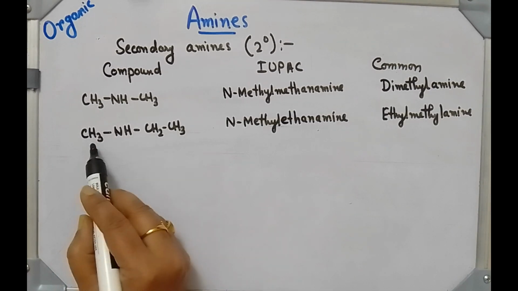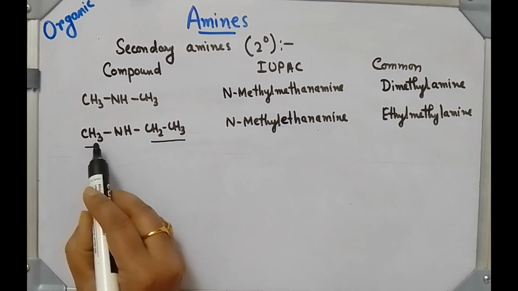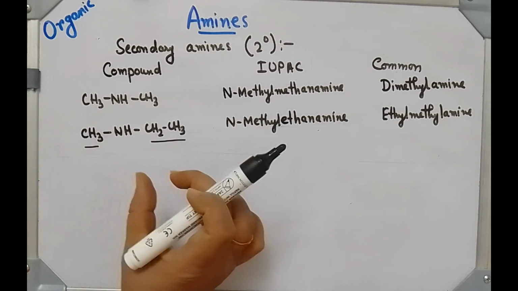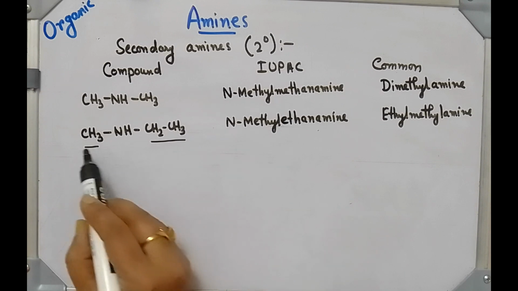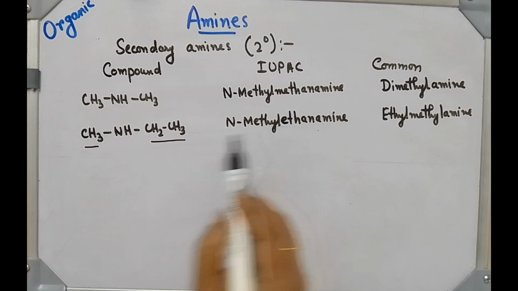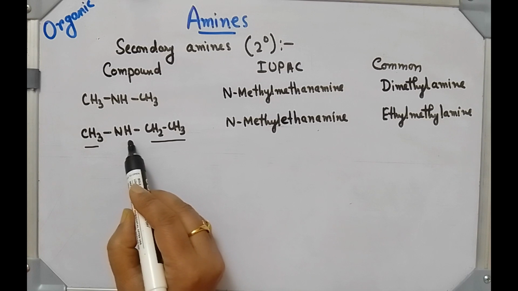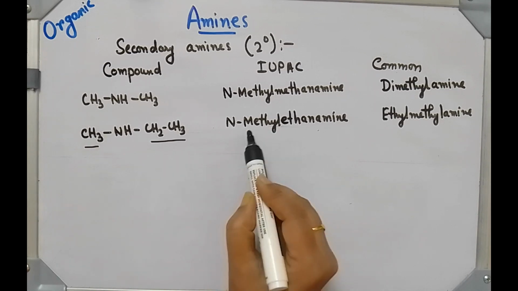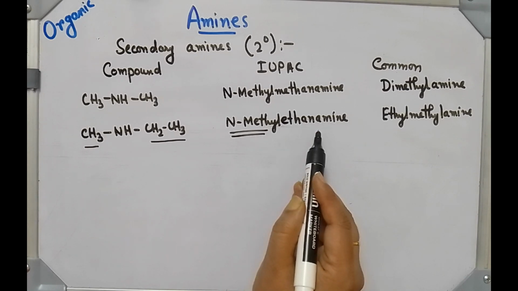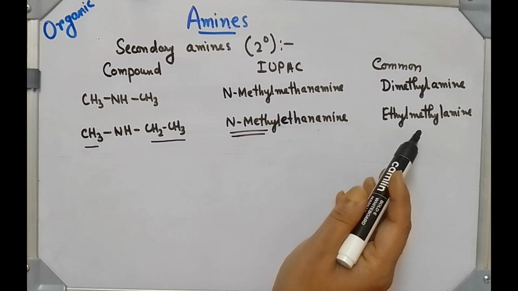Now if the structure is like this, CH3NHCH2CH3, this is an ethyl group, this is a methyl group. If these are alkyl groups of different size, then the smaller one you have to write as a prefix. Between these two, this is smaller, so N-methyl will come here, then ethanamine. If it is CH3CH2NH2, it is ethanamine. So the smaller one will come here as the N-alkyl group. So N-methyl ethanamine. And when you write the common name, alphabetically it will come ethyl, methyl, amine.